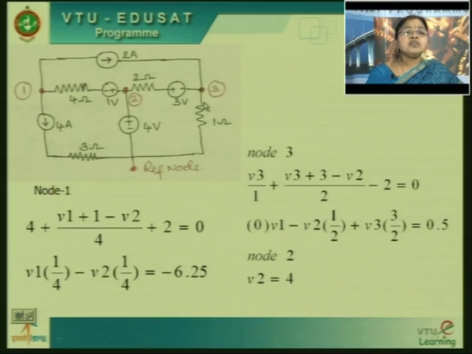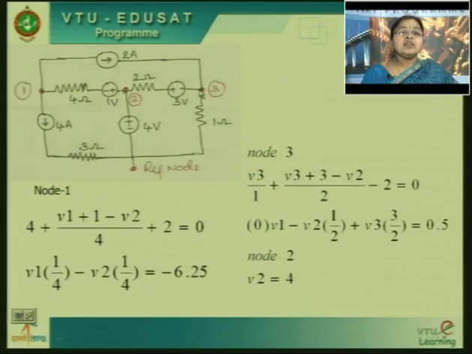Now, consider this 1 ohm resistor. I am writing the equation at V3. So, V3 voltage is greater than any other node voltage. So, current will leave V3 and flow to the other node. This is the reference node, which is like a 0 potential node. So, current will flow from V3 to the reference node. So, V3 divided by 1 is the current leaving node 3 and flowing through this path. That is V3 by 1.